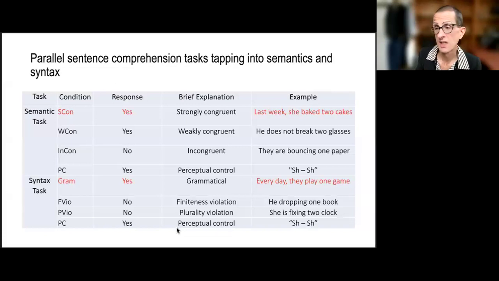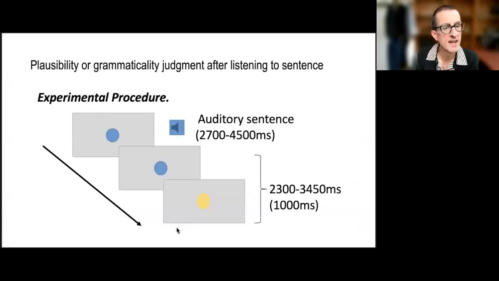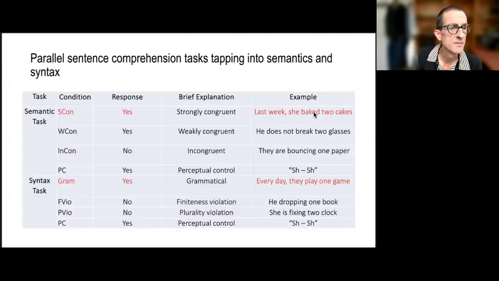So these were auditorily presented, and they listened to the sentence in about 3 to 4 seconds. And then there was a 3 to 4 second response interval. And again, during this response interval, there was a yellow dot that appeared, encouraging the child to make a response. So in the semantic task, they had to determine whether it makes sense. In the syntax task, they had to determine whether it sounds right.